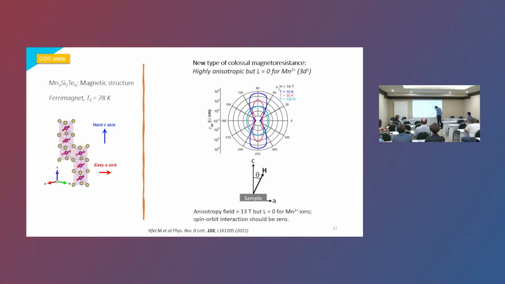And the anisotropy field is larger than 13 tesla. But then, as we said earlier, L equals zero. Why is this? That's something very unusual.